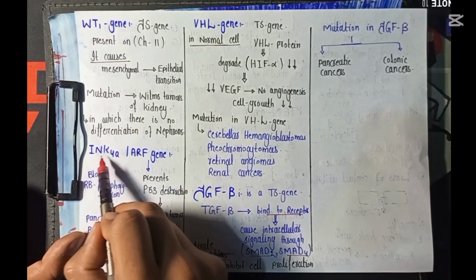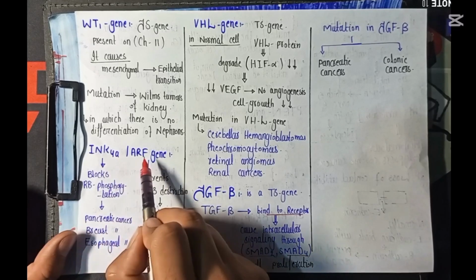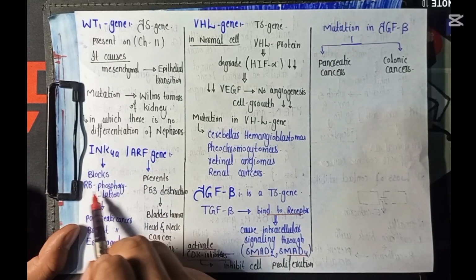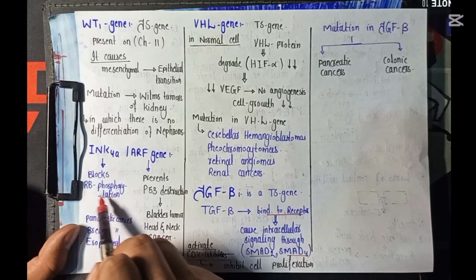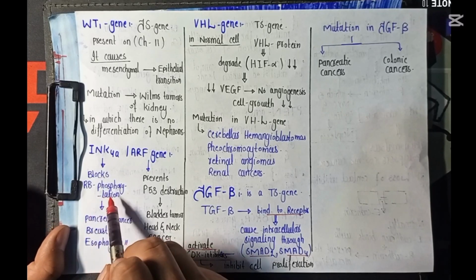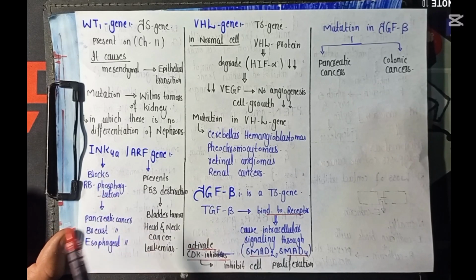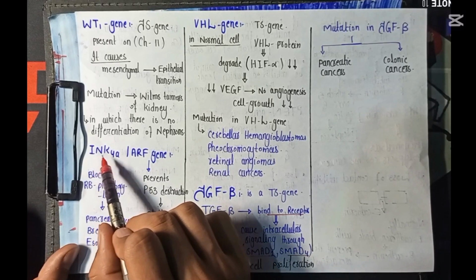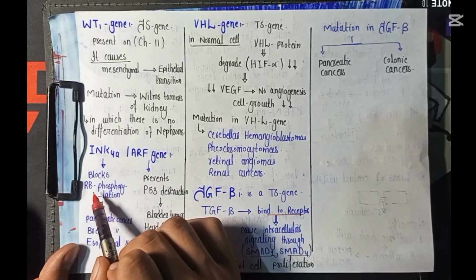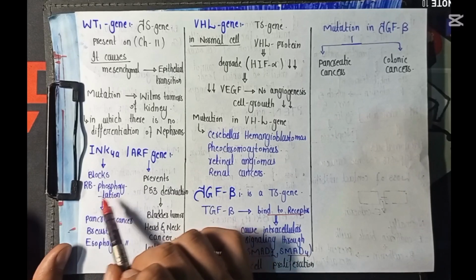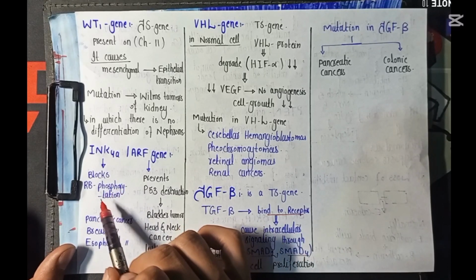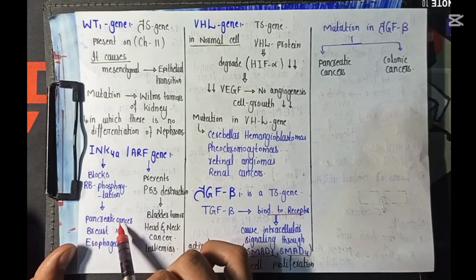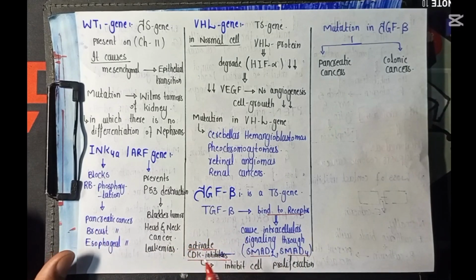And the next tumor suppressor genes are the INK4A gene and the ARF gene. The INK4A gene blocks RB phosphorylation, and the RB gene is present in the cytoplasm, and it holds the E2F factor and prevents the cell from replication. But if there is a mutation in the INK4A gene, then there will be phosphorylation of the RB gene and E2F factor is released, which causes the neoplastic changes. And INK4A mutation is involved in pancreatic cancer, breast cancer, and esophageal cancer.